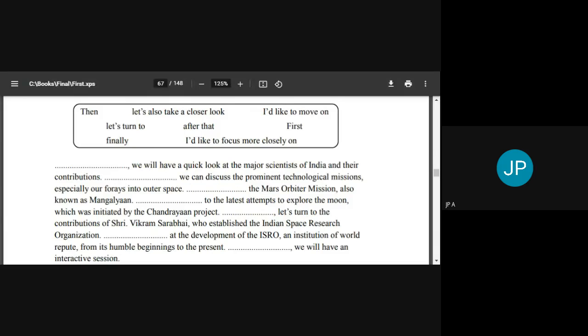So these are connecting words. We have talked about them as connecting words or linkers, or different words, discourse markers, etc., which help us connect between the sentences. Similarly, when you end the last paragraph, "dash, we will have an interactive session," what comes there is "finally."